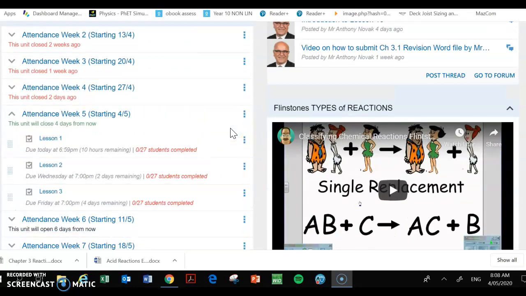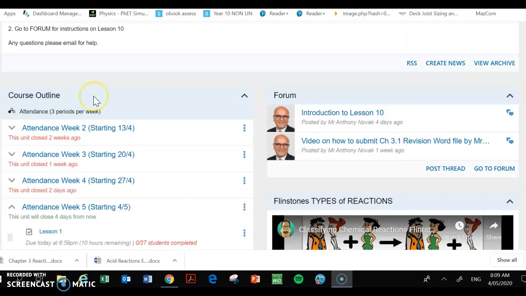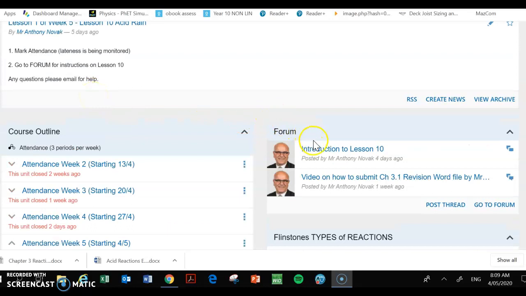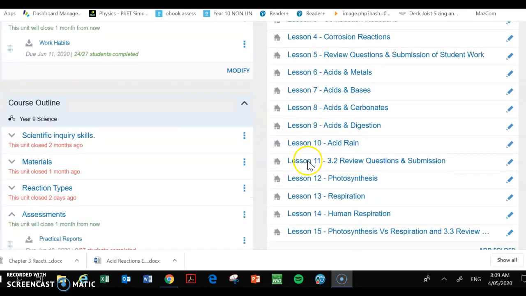Also, I would suggest you look at that one again for the types of reaction, because that will be very useful when we're doing the worksheet. We have a worksheet for today. And let's go to lesson 10, acid rain.